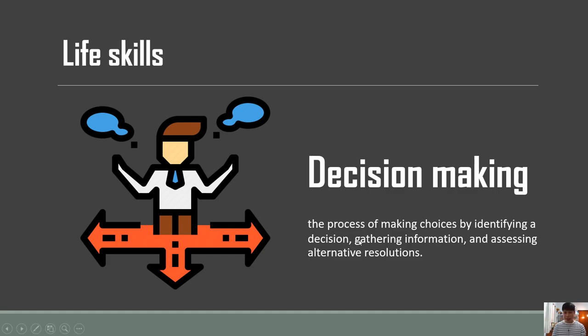And for this, the keyword for good decision making is that you have to be able to gather information and assess alternative resolution. That means you have to be able to gather all the information, and then you have to be able to evaluate. That means you have to think about it carefully, compare and contrast all the information before you come out with the final decision.